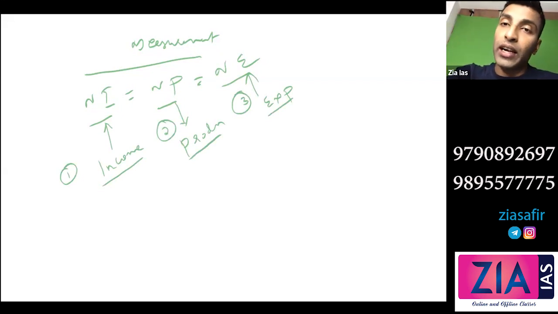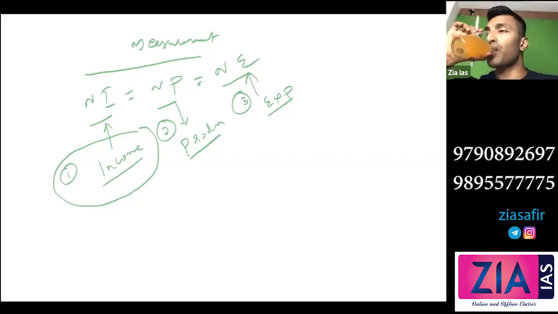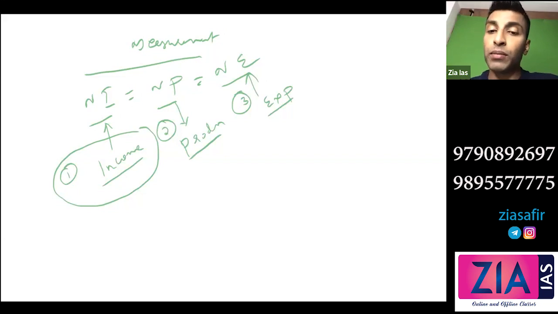So you can give this heading, income method. Just give that heading and write one line over there, and then I'll explain it. Income method. Under this method, national income is estimated by adding up incomes of all the factors of production.